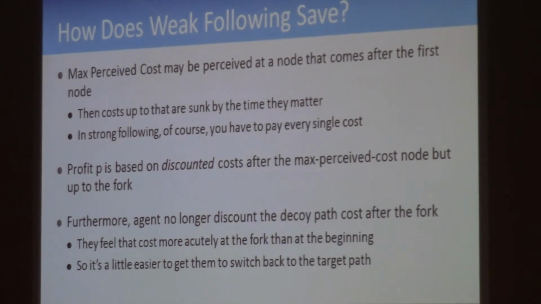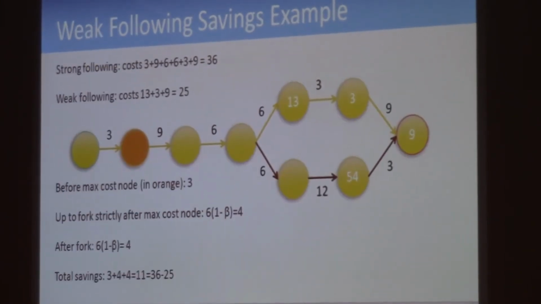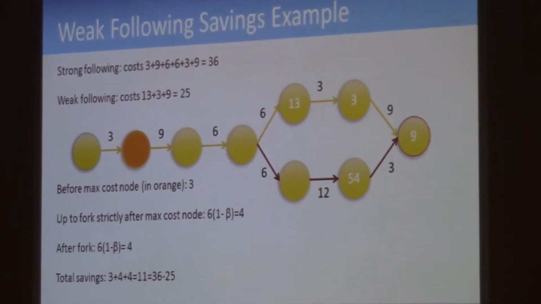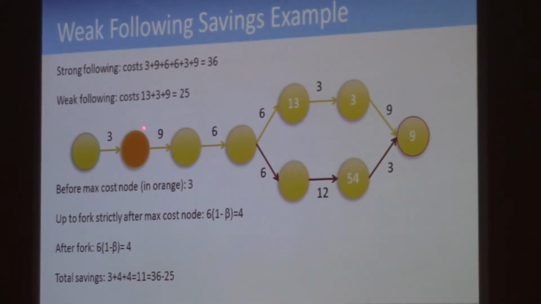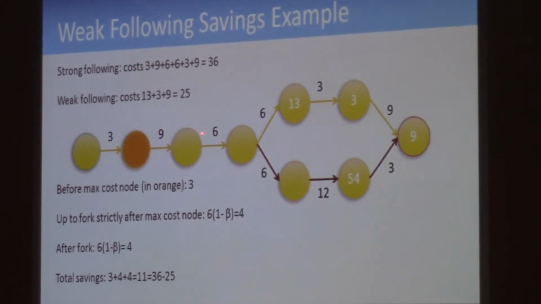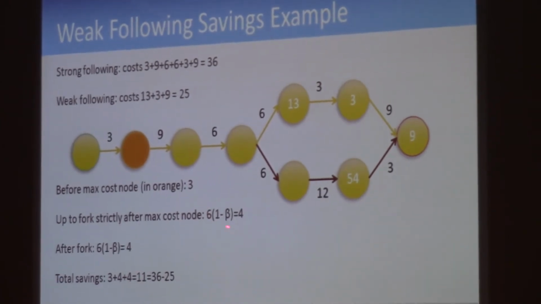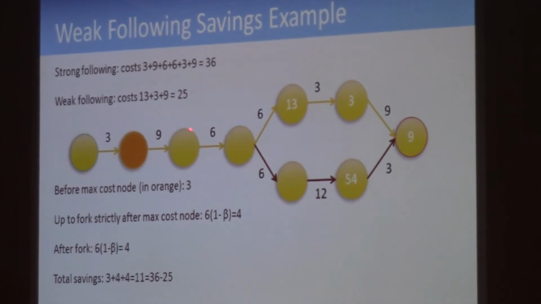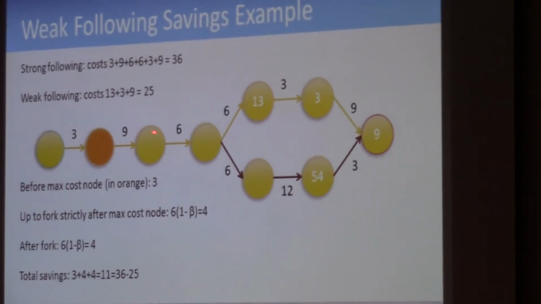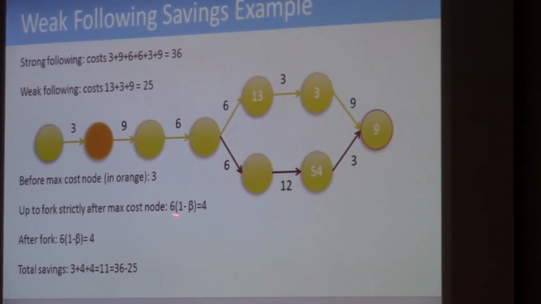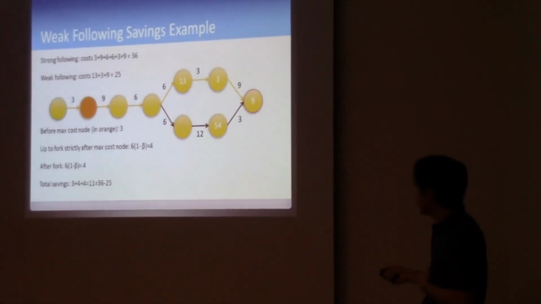Finally, also note that the profit is essentially based on the discounted costs of all the actions taken up till the fork. This and this. Or specifically this, because this is also in the present, so it's also not discounted. But this essentially is discounted. If I had done strong following, I would have had to pay the undiscounted cost. So I save the difference, which turns out to be 4.